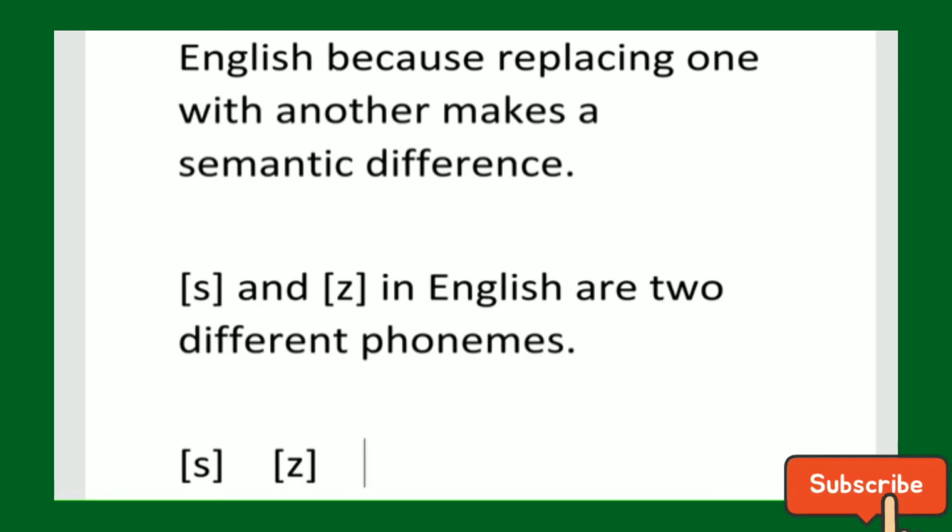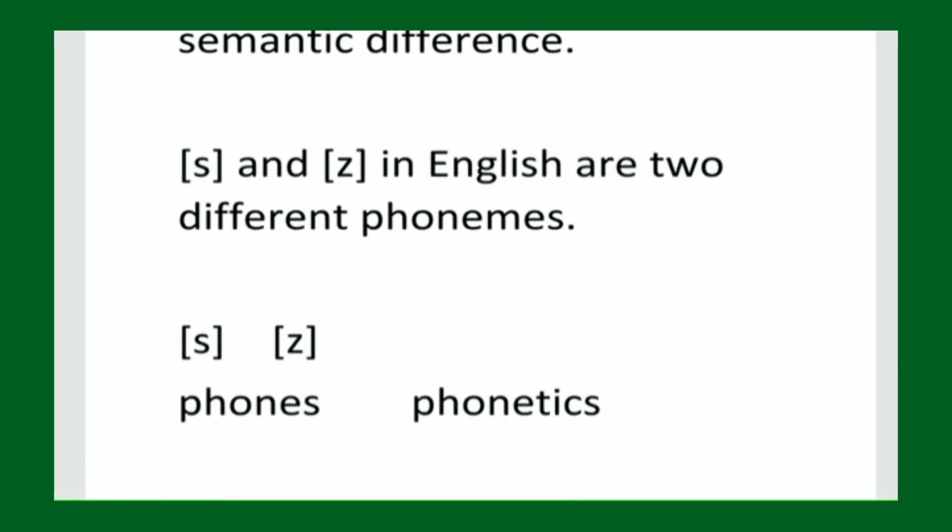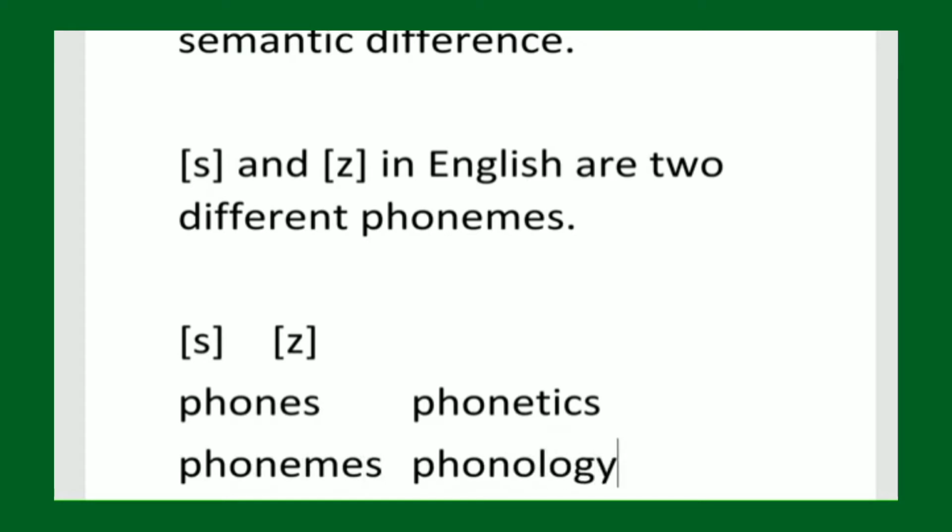But how important that difference is depends on the language. So these are language-specific statements. In English, sa and za are two different phonemes because they make a semantic difference. They're contrastive. So if you just think of sa and za purely as sound segments, you're thinking of them as phones. Phones are studied in phonetics. But whether they make a semantic difference, if they do, then they are different phonemes, which is studied in phonology.